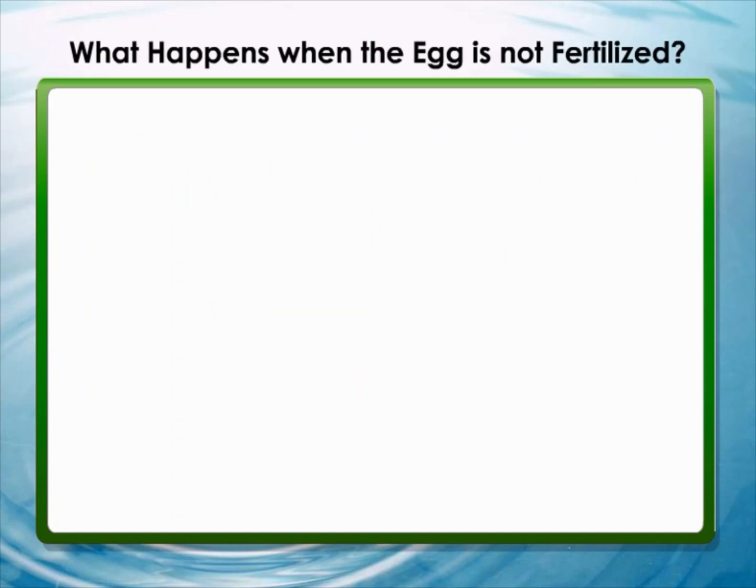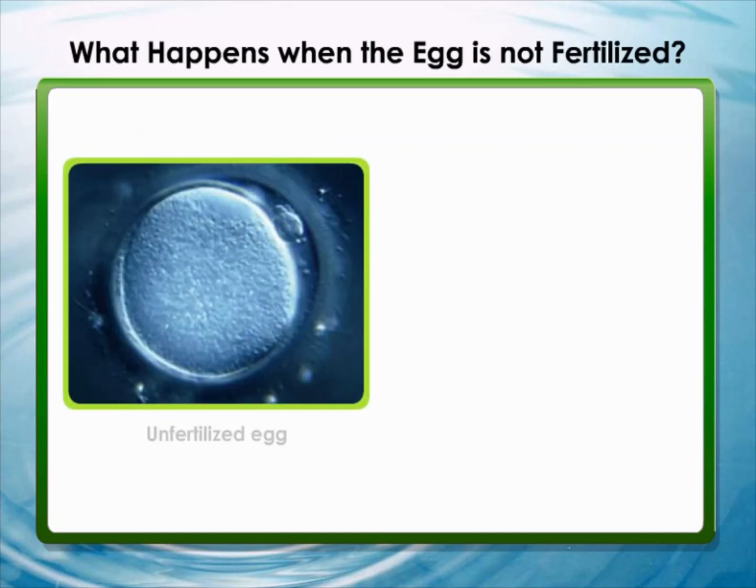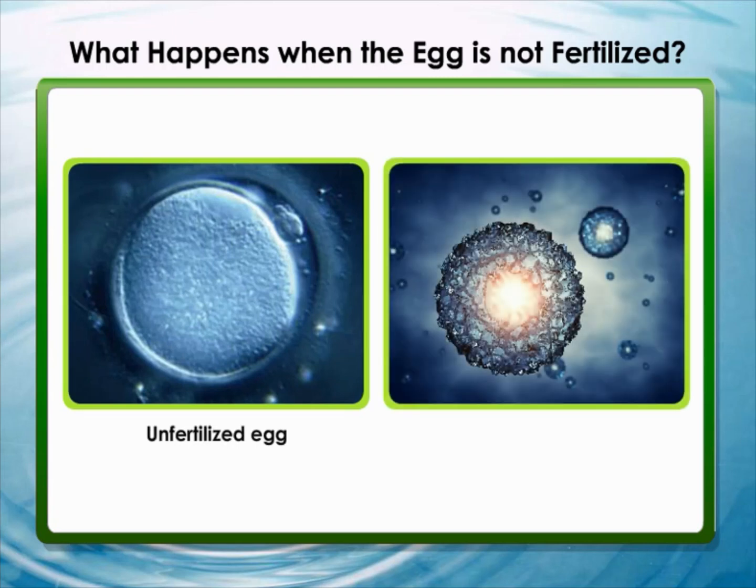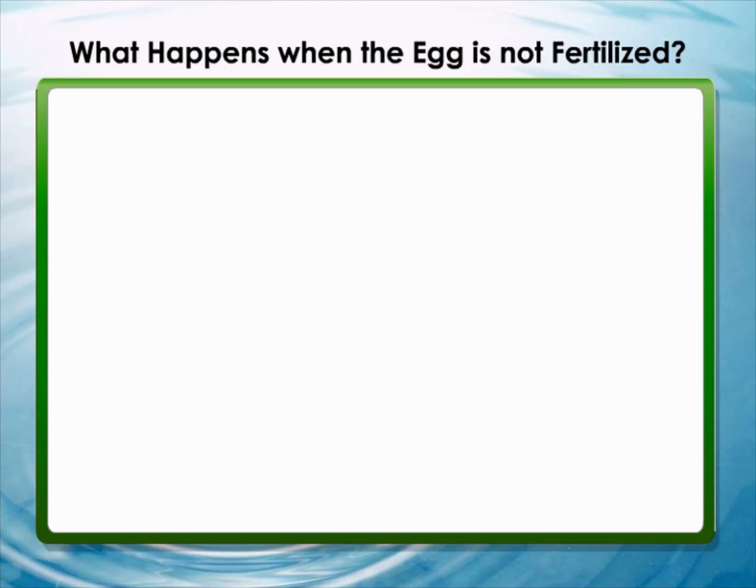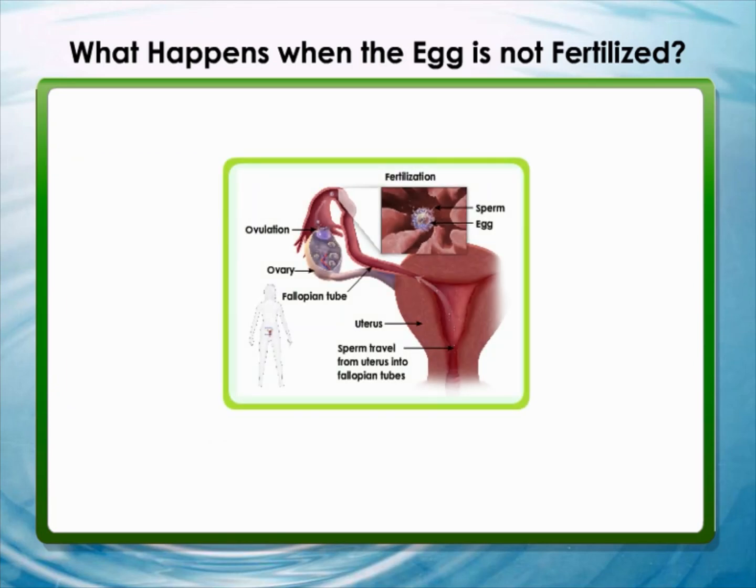What happens when the egg is not fertilized? If the egg is not fertilized, it lives for about 1 day. Since the ovary releases 1 egg every month, the uterus also prepares itself every month to receive a fertilized egg. Thus, its lining becomes thick and spongy. This would be required for nourishing the embryo if fertilization had taken place. Now, however, this lining is not needed any longer. So, the lining slowly breaks and comes out through the vagina as blood and mucus. This cycle takes place roughly every month and is known as menstruation. It usually lasts for about 2 to 8 days.